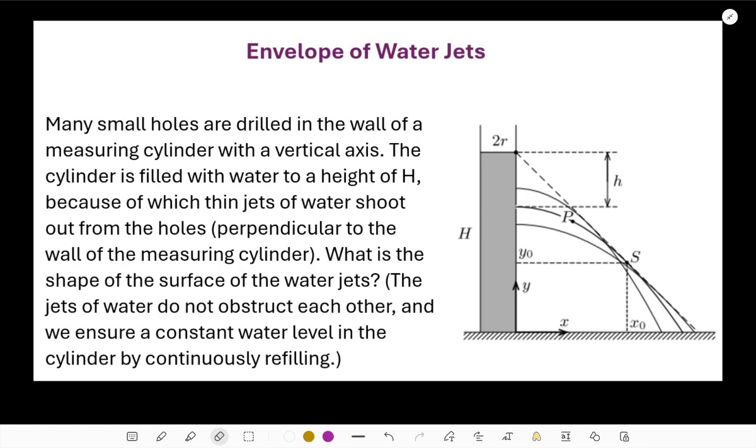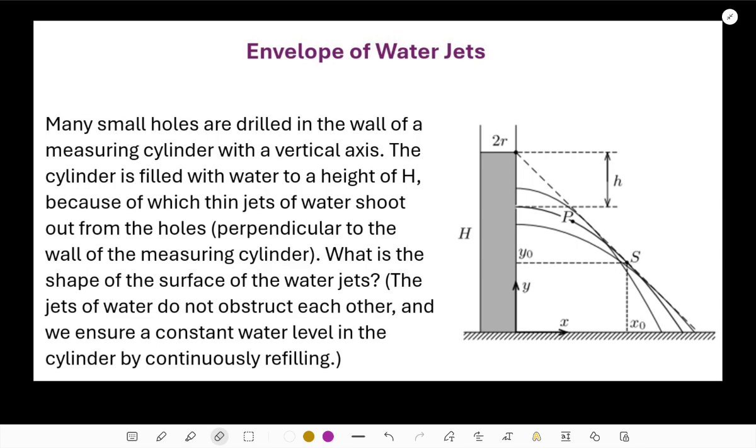So I think the envelope of the outgoing water jets is a symmetric surface rotating about this cylinder. That is, we could have told you that the envelope of the outgoing water jets is a symmetric surface with respect to the axis of the cylinder. Yeah, that's right.